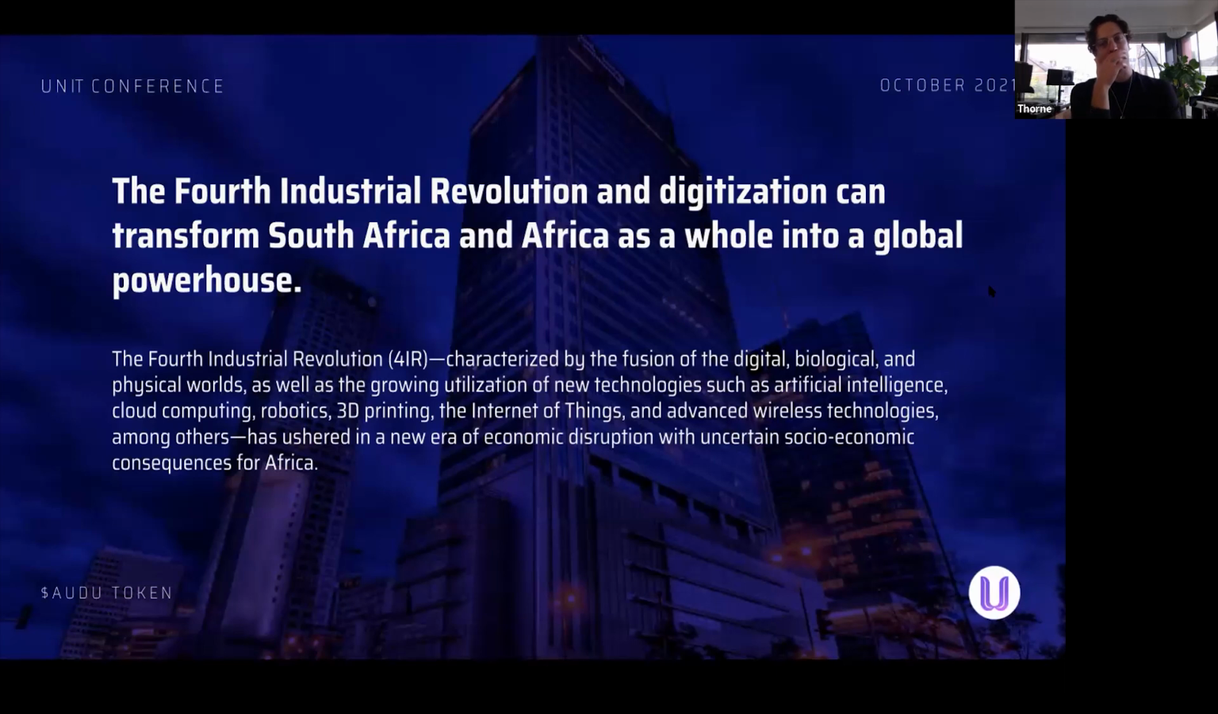So the fourth industrial revolution and digitization can transform South Africa and Africa as a whole into a global powerhouse. And so this speaks again to what I believe is going to happen, in that it's the third world countries which really have the most to gain from adopting technologies like Bitcoin, like blockchain, and certain deflationary assets, because traditional monetary policy in places like these has been extremely poor. But I don't think it's all due to faults of their own.